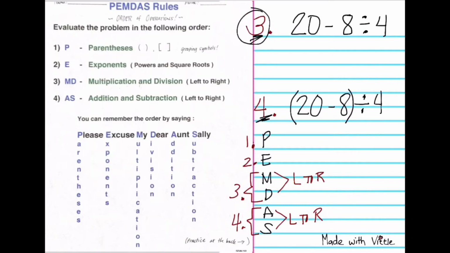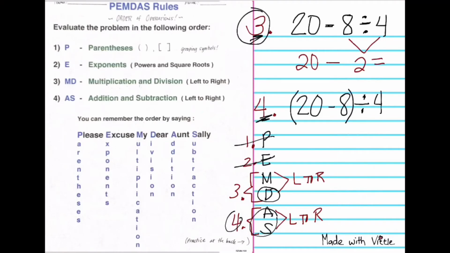So 20 minus 8 divided by 4. According to PEMDAS, parenthesis first, and we don't have it. Exponent, none of them has a power. Then multiply, divide. Now we have a subtraction and the division sign. Therefore, according to our PEMDAS, subtraction and addition are the last ones. Therefore, I have to divide first before I add and subtract.